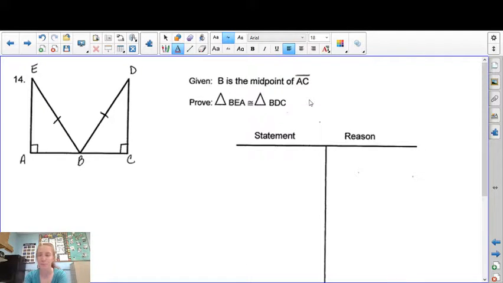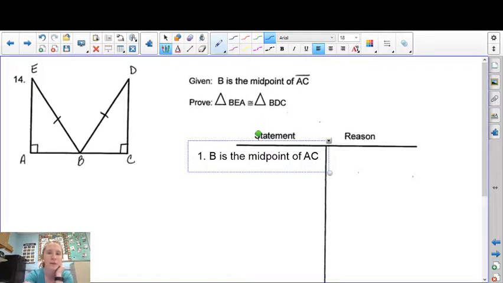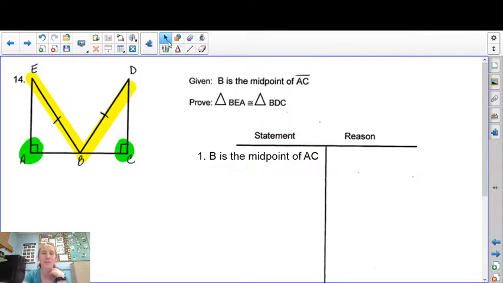All right, next one. Again, we're going to try to prove based on hypotenuse leg. And like always, step number 1 is going to be any of my given information, and I'm told that B is the midpoint of AC. And even though I'm told this, I see something else. So let's get my highlighter out. I see these tick marks, and I see these drawn in. I cannot use any of that information until I explicitly state that in my statement columns.